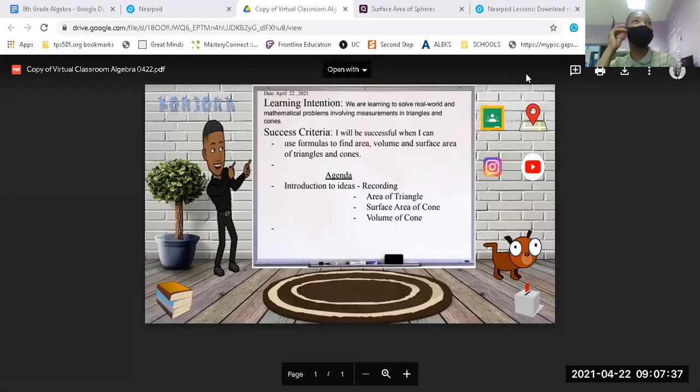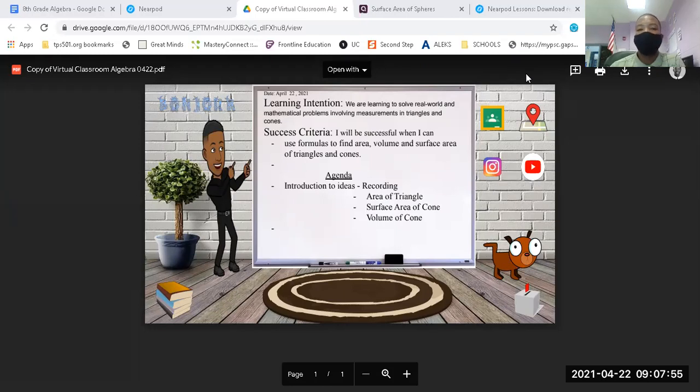All right, so for this lesson, we are learning how to find the surface area of a cone and the volume of a cone. Our learning intention states that we're learning to solve real world and mathematical problems involving measurement in triangles and cones, and also circles.